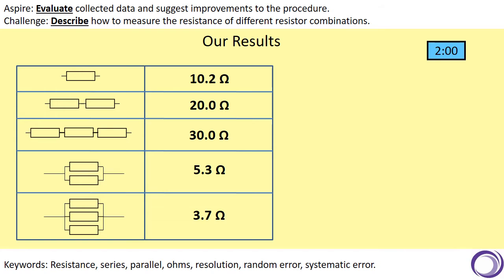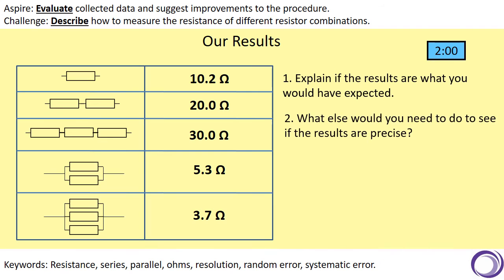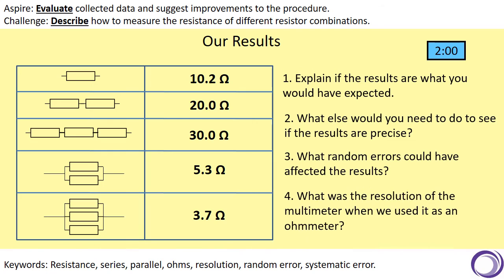Got some questions for you to do. I'll give you 2 minutes. So question 1, explain if the results are what you expected. Number 2, what else would you need to do to see if the results are precise? I'm just checking that you understand that word precise there. I will go through all of these when you're finished. Don't worry if you can't do the odd one of them. Number 3, what random errors could have affected the results? And 4, what was the resolution of the multimeter when we used it as an ohm meter?